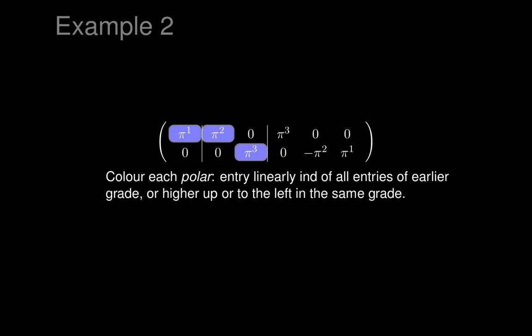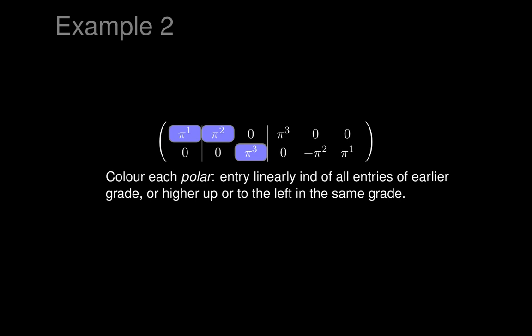At each grade, you read like a page of a book. Starting in the upper left, you go across to the right and then down a line and across to the right and down a line and so on. You look for entries that are linearly independent of any entry you've ever seen so far.